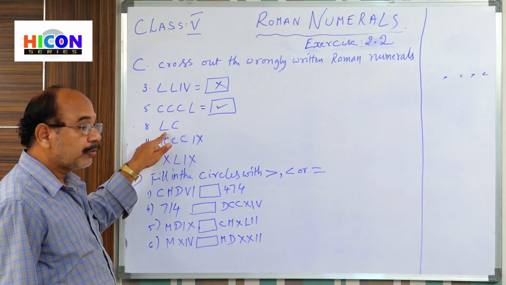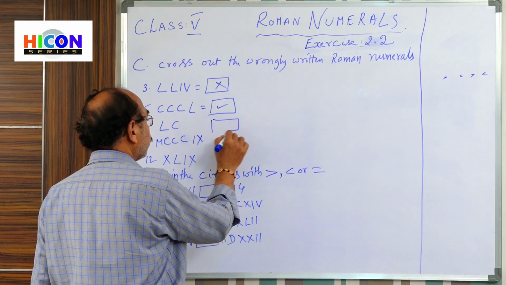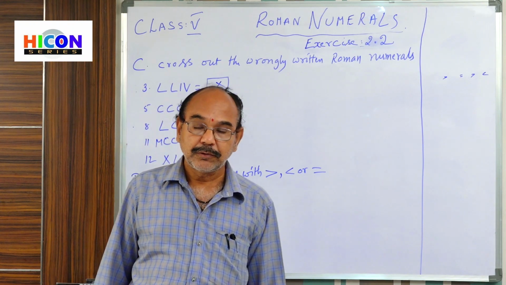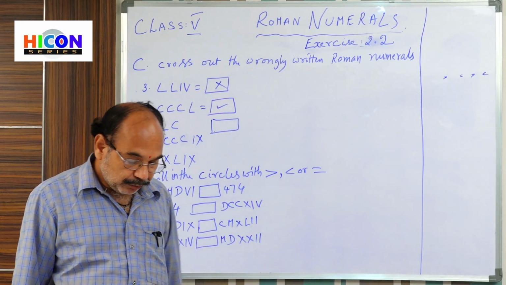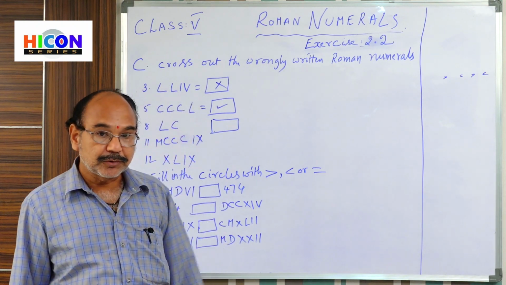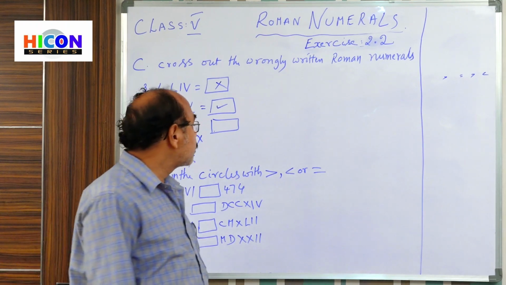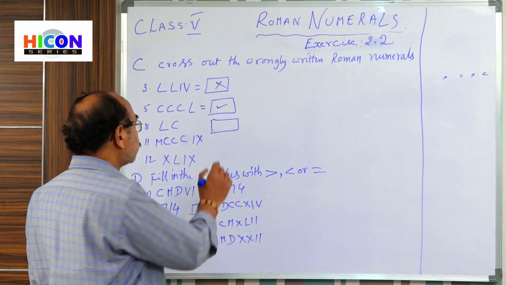Okay. Here, wrong. Why? Because once we discussed the rule. What is that rule? V, L, D can be used only once at any one instance. That's why we use the cross mark.